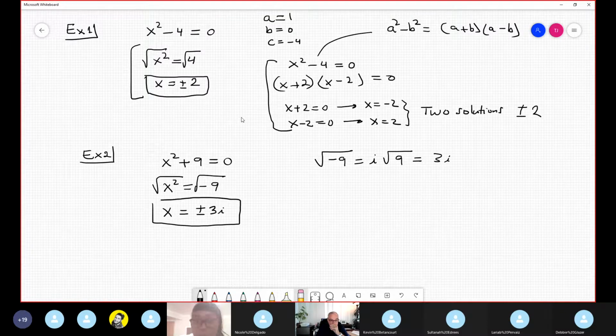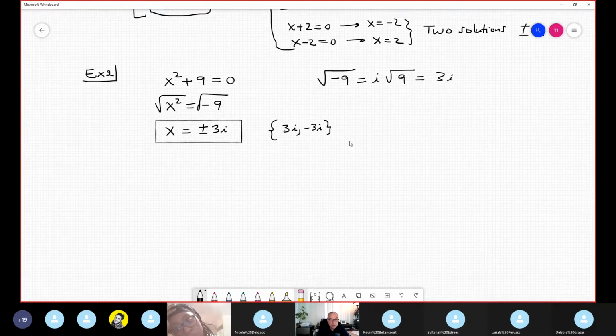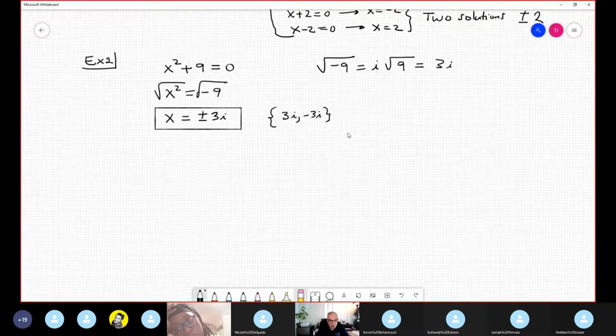Two solutions, both are imaginary. Plus or minus 3i. You can write it like that, or you can write the solution set: 3i, comma, negative 3i. And the ordering is not important. If you put the minus first and the plus second, it's the same, because it's a set. When you're talking about a set, the order is not important, and there is no repetition.